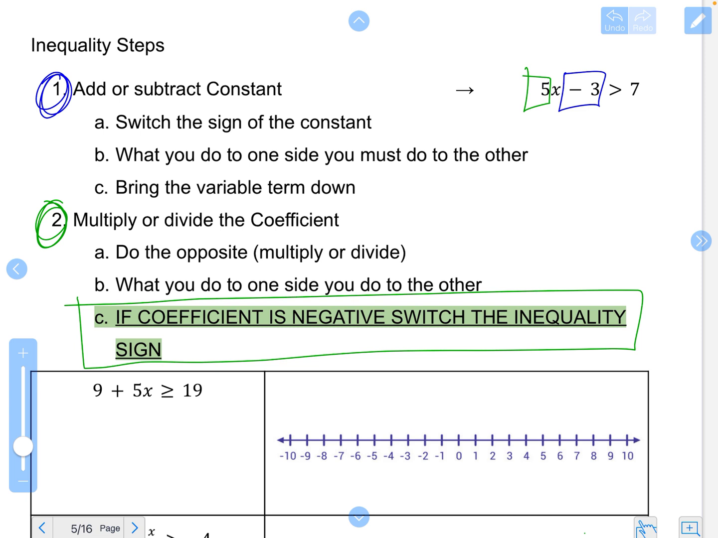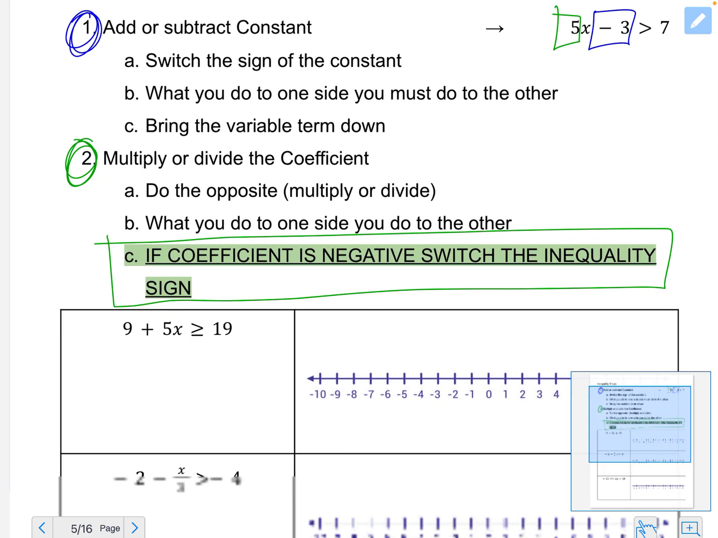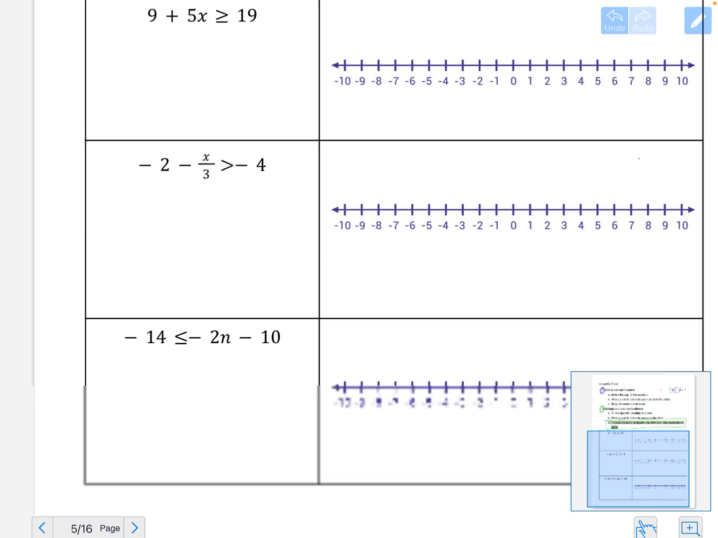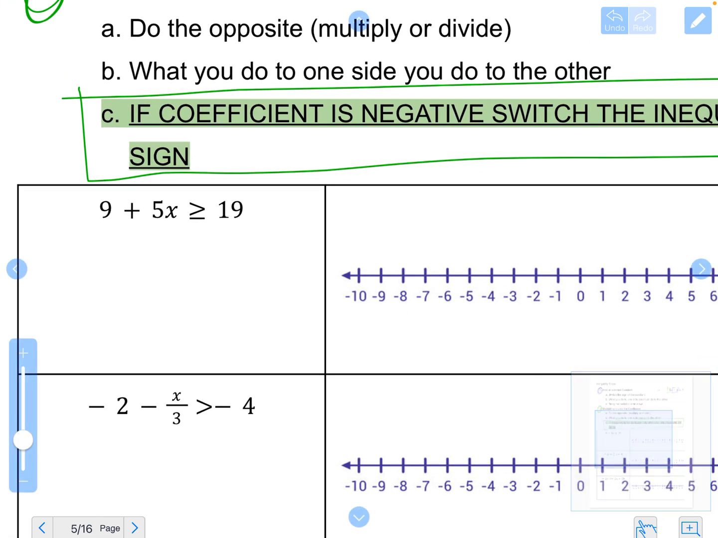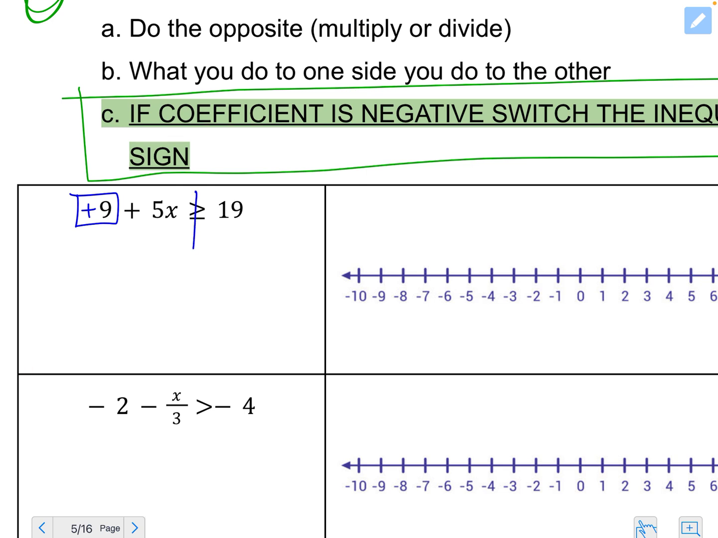If I multiply or divide by a negative, I have to switch the inequality. You're going to see 2 examples like that so that we make sure we know what we're doing. So I need to find my coefficient. My coefficient is the number all by itself. And if there's not a sign in front of it, I'm going to add the positive that's invisible there.